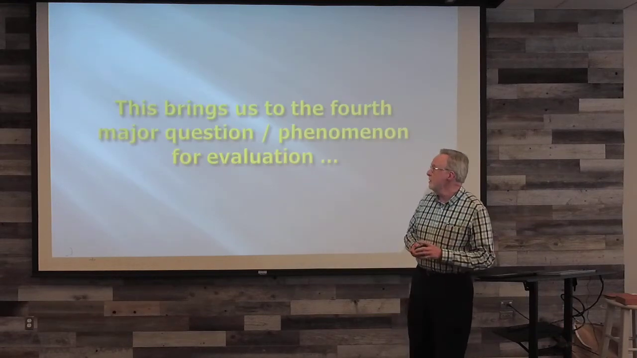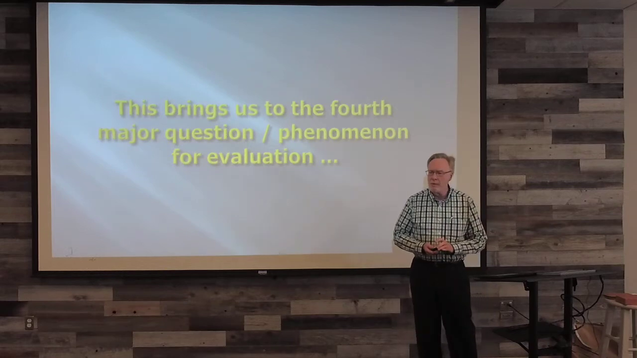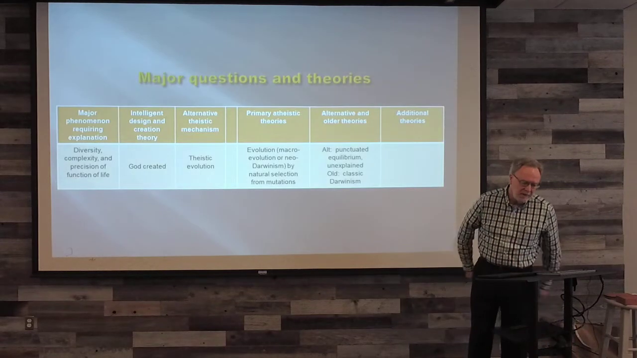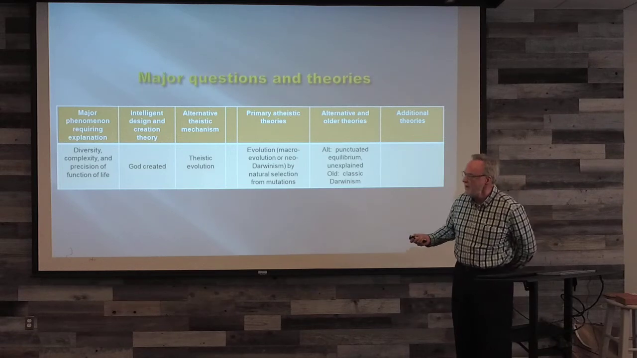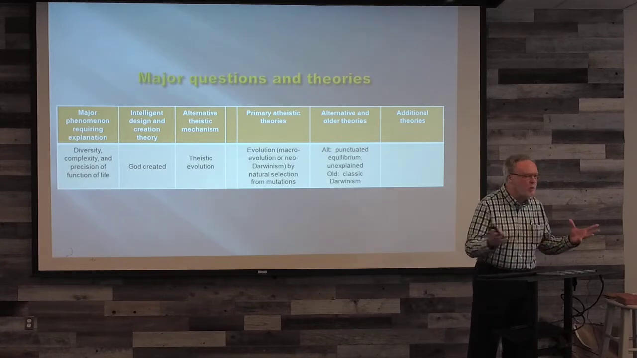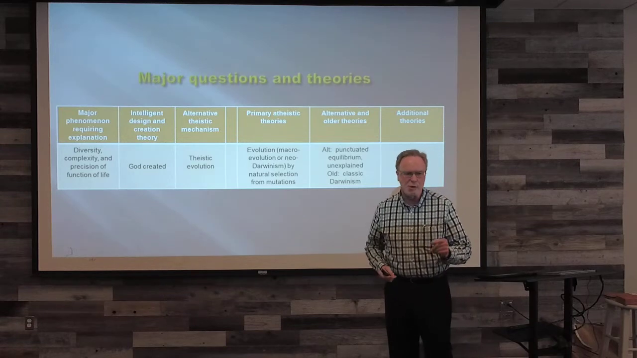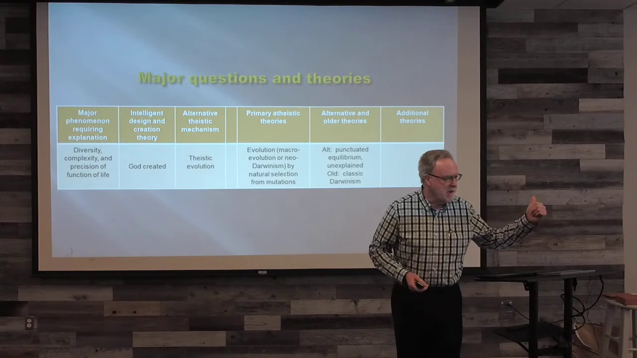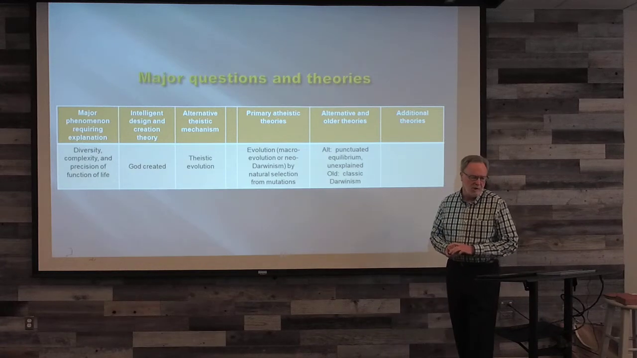Well, that brings us really to the fourth major question, our last one. And this is where it kind of all culminates. And that is, okay, if you've got some life on this planet, how do you get from that to the diversity and complexity and precision of life that we see all around us? Humans, your dog, the tree in the front yard. Okay, all of it functioning together.